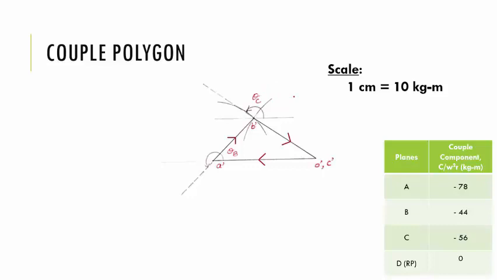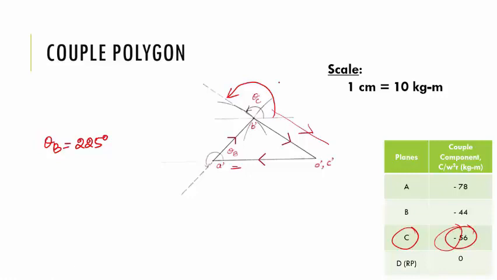Because in the negative direction of the angular position of mass C only, this 56 kilogram meter couple component has to be drawn. Here the couple component of mass C has been drawn in this direction. So considering the negative sign, the actual angular position has to be measured from the reference in the opposite direction of the couple component of mass C. Okay. We can measure this angular position theta B as 225 degree and the angular position of mass C, this theta C, as 145 degree.